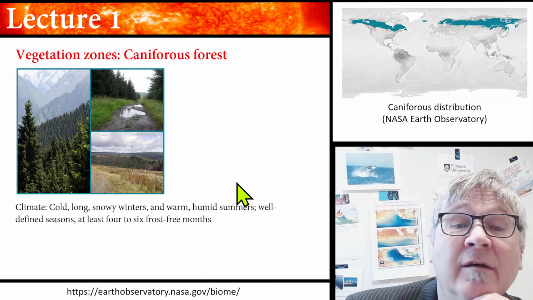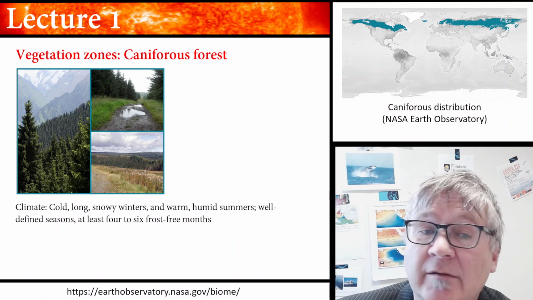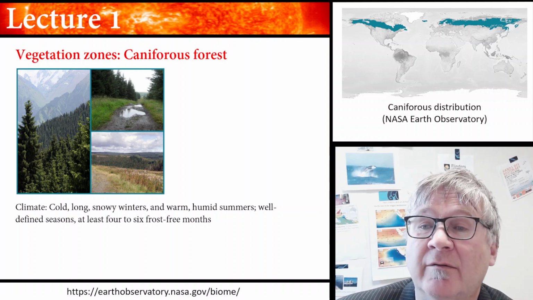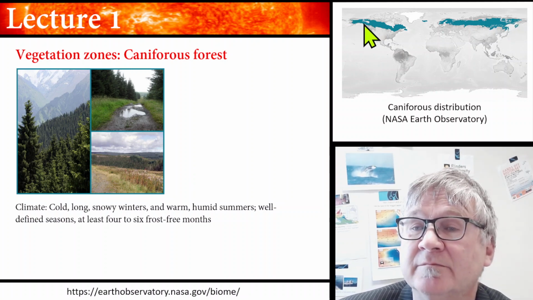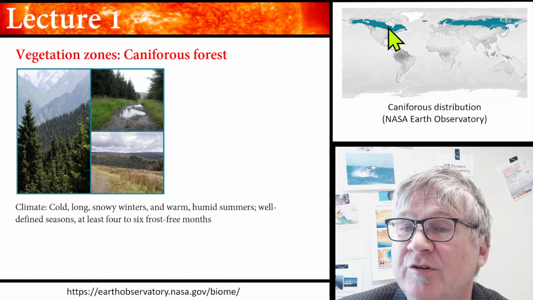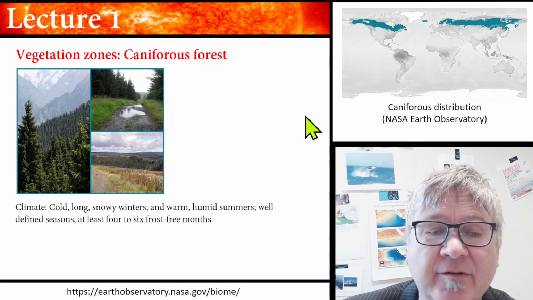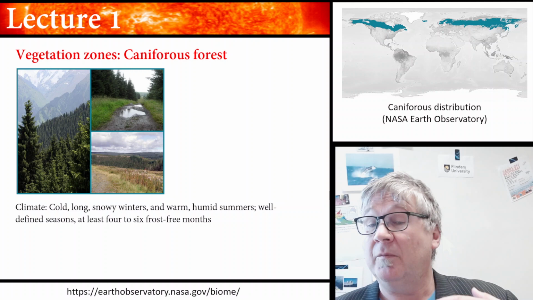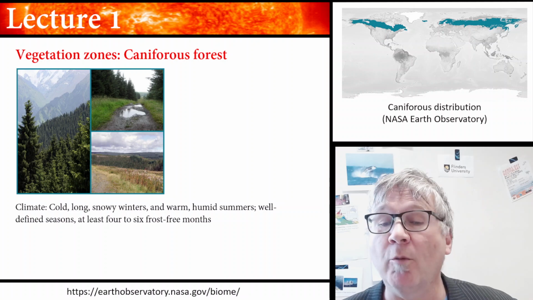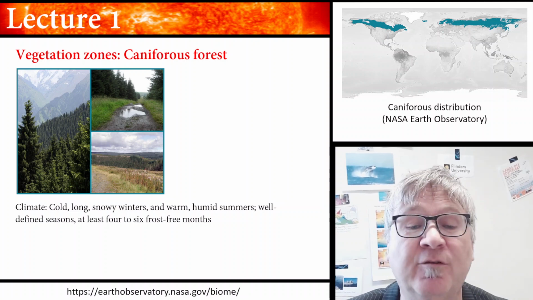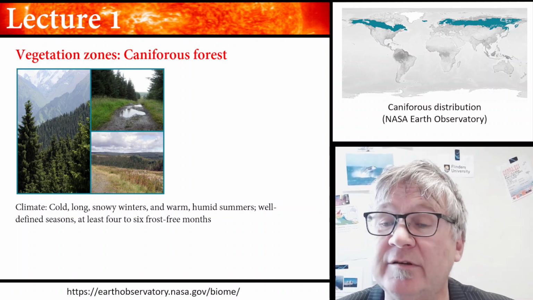All right, the coniferous forest. Okay, that's what we're talking about here. All right, you can see the distribution at the top. It's more in the higher latitude subpolar regions. You get these type of forests. Okay, and they rely on having cold, long, snowy winters and warm, humid summers, well-defined seasons, at least 4 to 6 frost-free months. This is what's required, and you see the extent of this area.